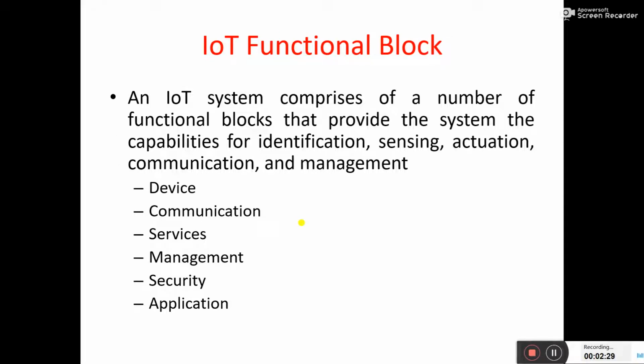So an IoT system is comprised of a number of functional blocks that provide the system the capabilities for identification, sensing, actuation, communication, and management. So these things are provided by the IoT functional blocks. So we must have the device, we must have the communication link, we should know what the services are, according to that, what should be the management of the device, what should be the security purpose of the device, and how the application where the device can be implemented.